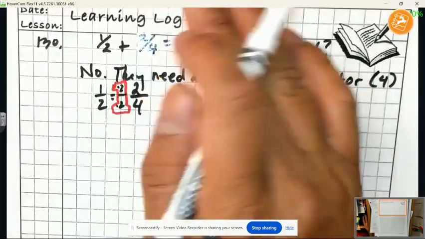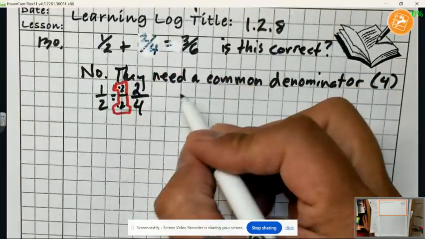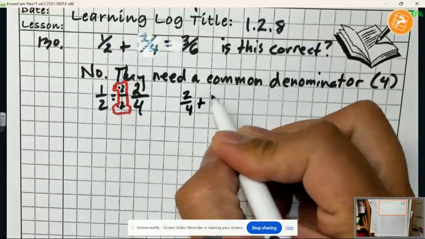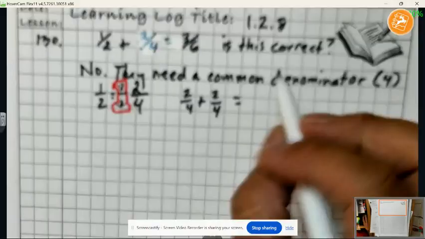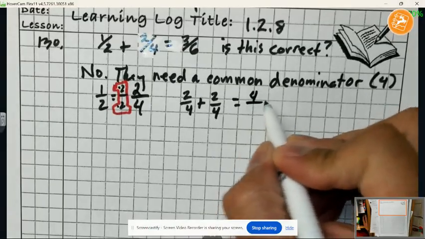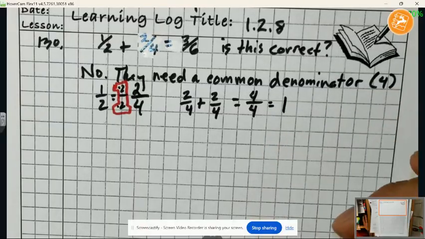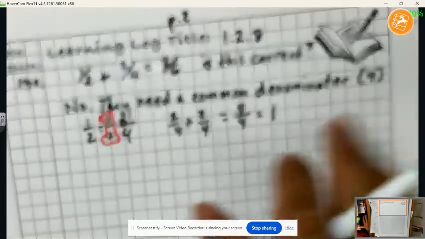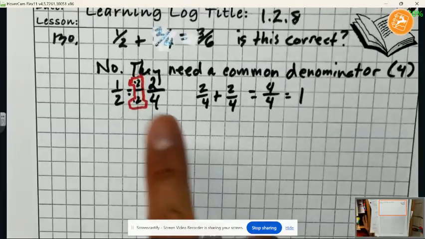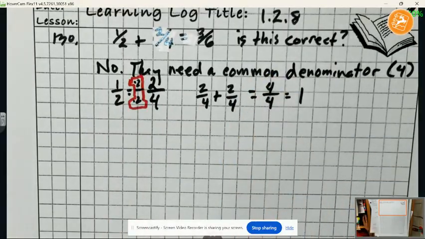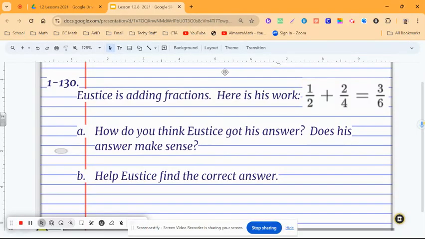Okay, and then this fraction right here is already 2/4. So that means we now have a new problem. We have 2/4 plus 2/4. And in this case, we get 4/4, which is equal to 1. So just remember this as a necessity whenever we're adding fractions, that they do need to have a common denominator. So moving on to the next problem.